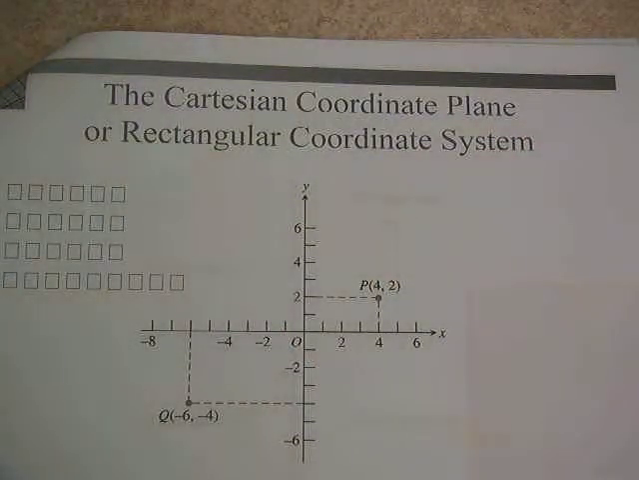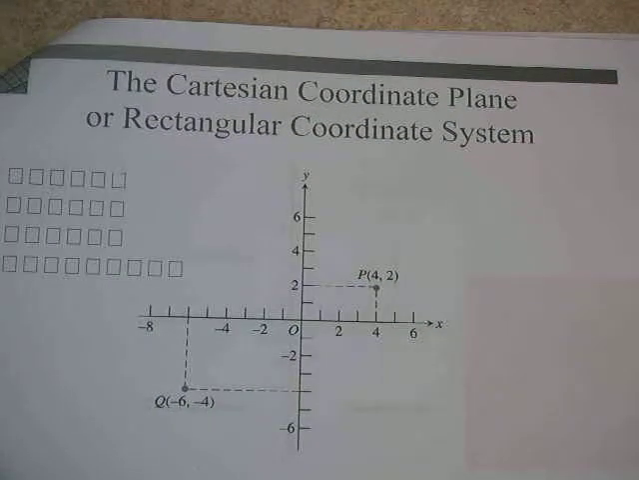Okay, what we're going to look at today in lesson P2 is we're going to start out by just talking a little bit about the Cartesian coordinate plane, which we also call the rectangular coordinate system. Okay. There are different types of coordinate systems that we may get to in either this class or the next or something in the future.